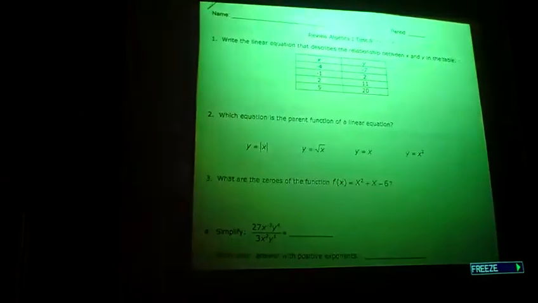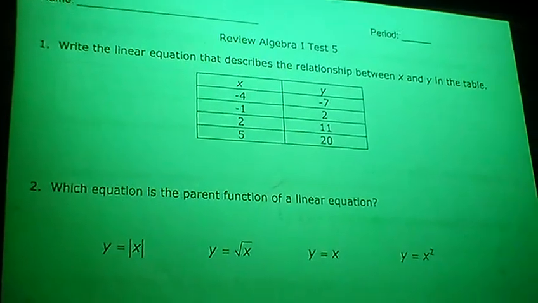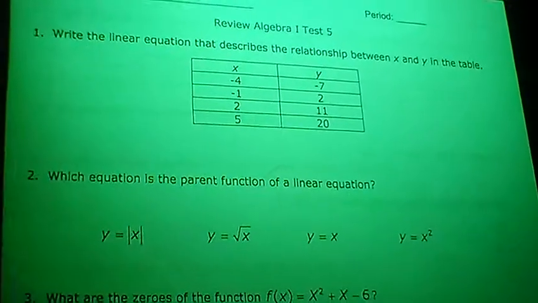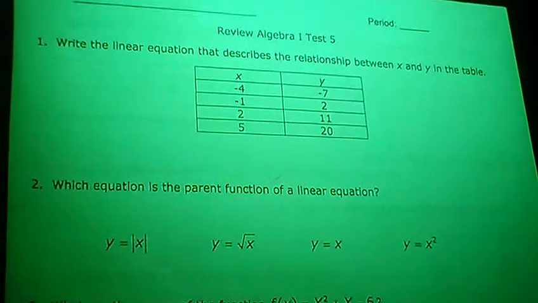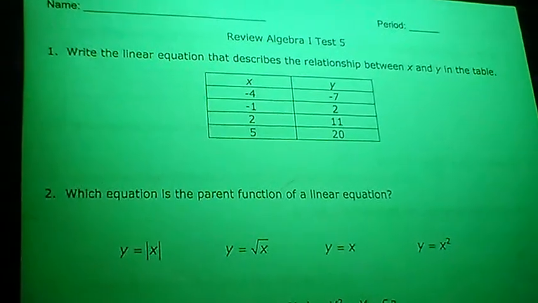Today our focus will be a review for our algebra test number 5. It's going to be on blog day this week. Looking at problem number 1. Write the linear equation that describes the relationship between x and y in the table.